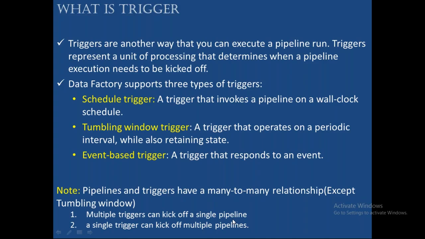Multiple triggers can be attached to a single pipeline. This is nothing but a many to many relationship, but this works only for the scheduled trigger and event based trigger. For tumbling window trigger, it will not work. For tumbling window, for each pipeline, you need to create a separate trigger. Remember, okay? What is an event-based trigger?